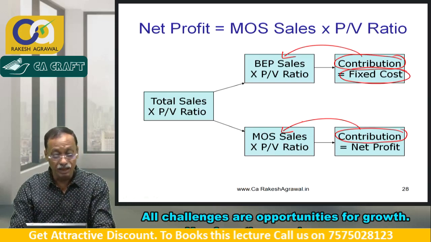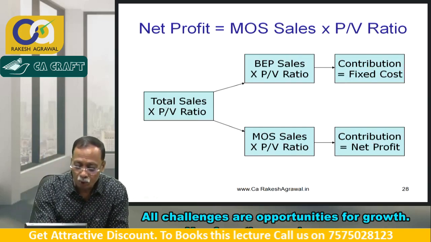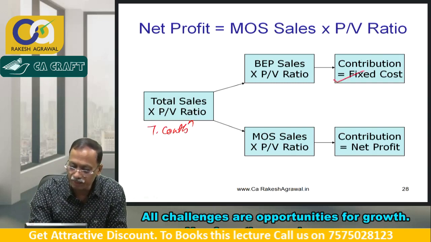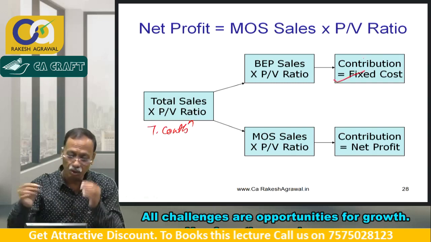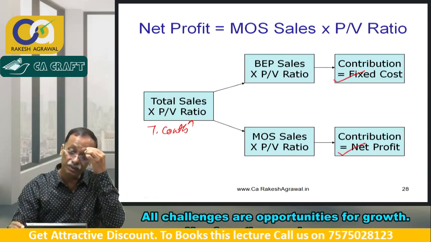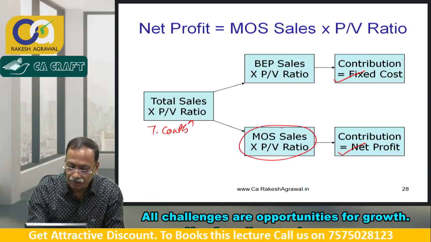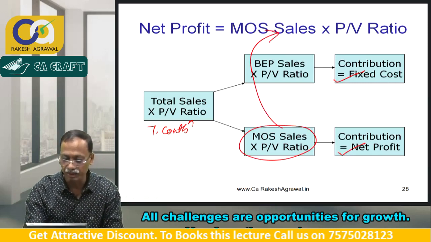So the remaining contribution which I earn from margin of safety sales results in my net profit. Are you getting it? Another way of looking at it is, total sales into PV ratio is total contribution, and from total contribution you deduct fixed cost, you will get profit. And this is the formula written: margin of safety sales into PV ratio is equal to your net profit.